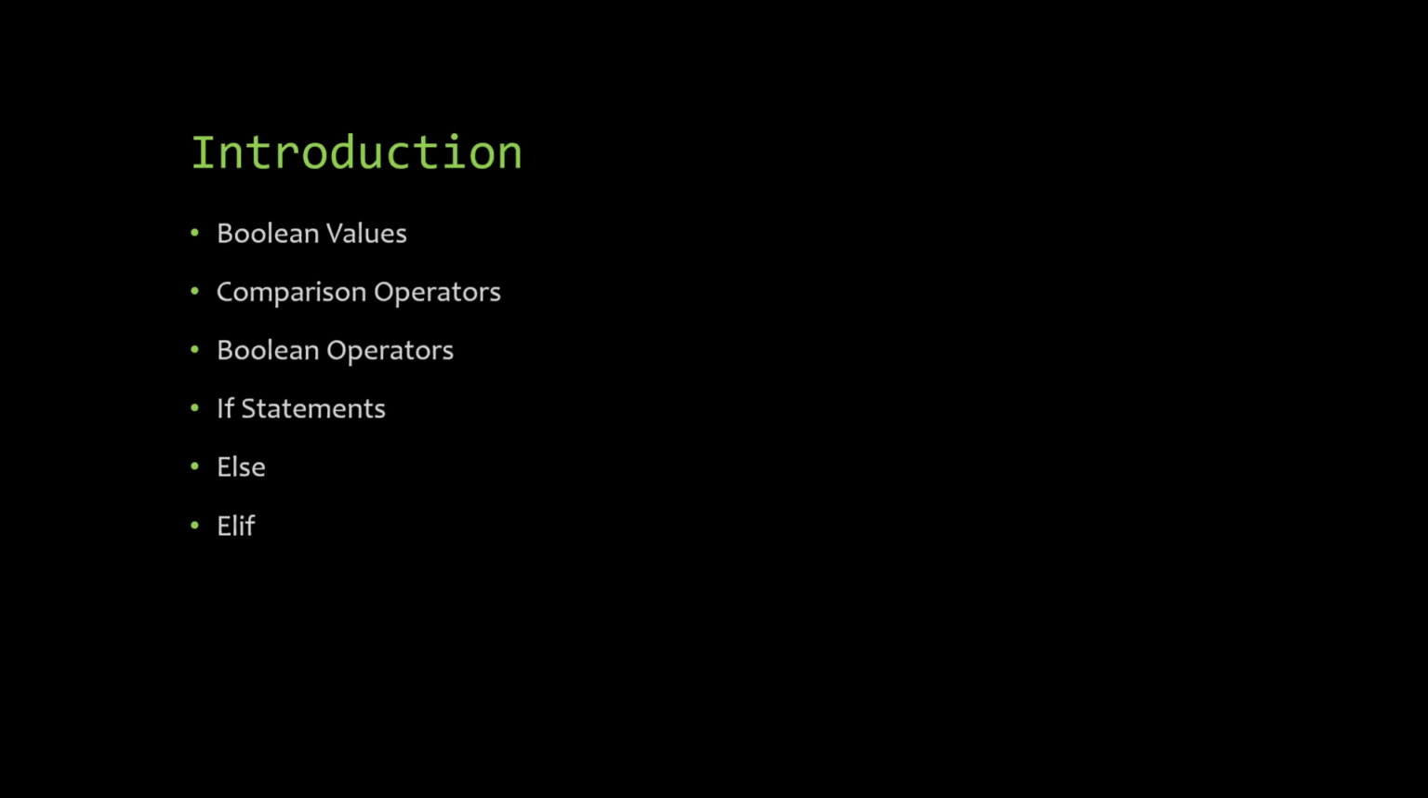So we've talked about Boolean values, comparison operators, so our greater than, less than, equal to. We talked about Boolean operators, which are our and, or, not. And then we talked about if statements, and then else. And then we talked about elif, which is the same as else if. And we got a little bit extra. We talked about some nested if.